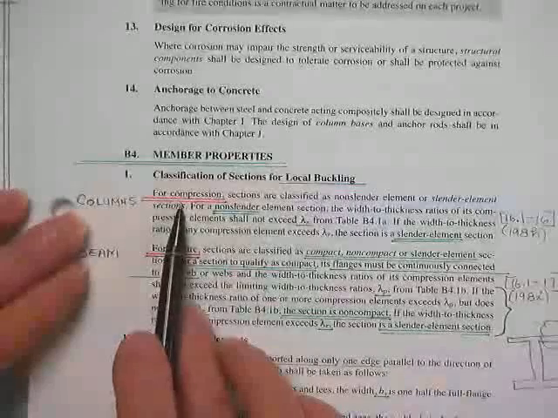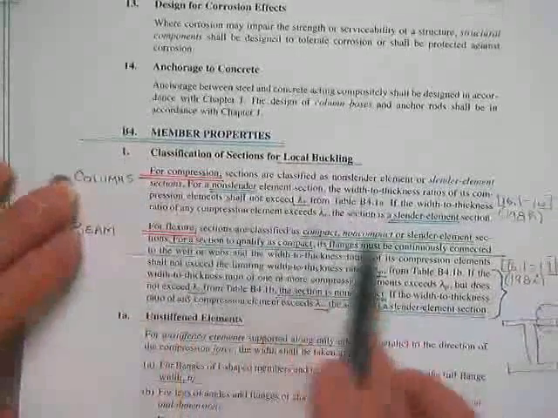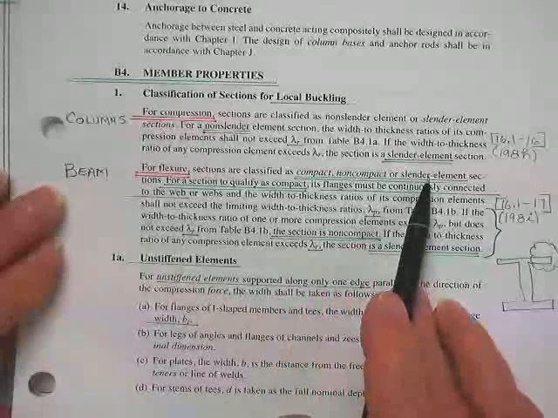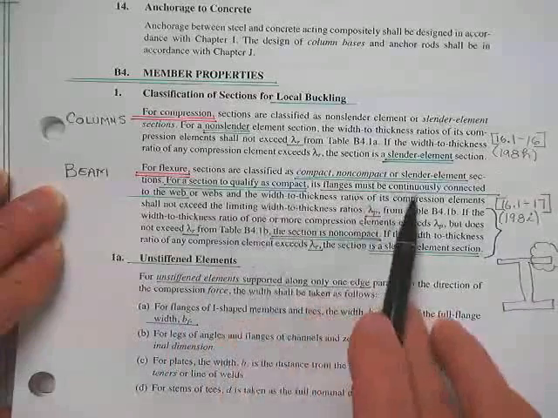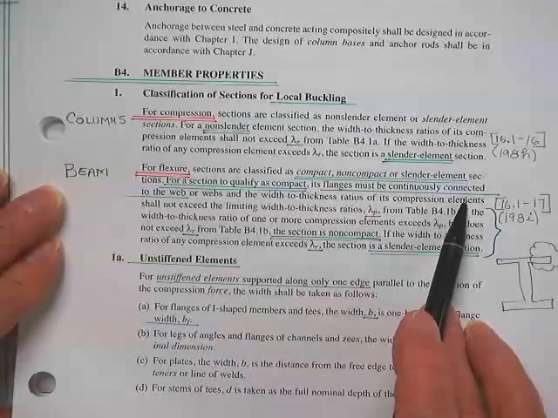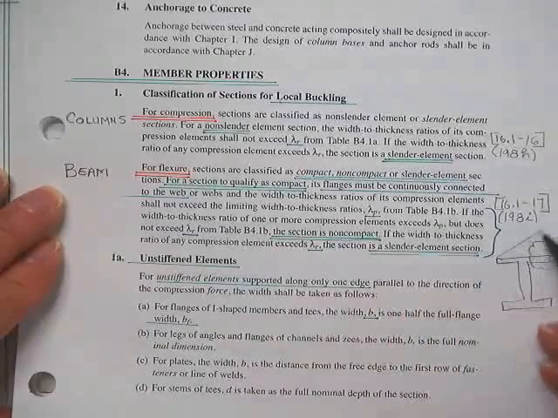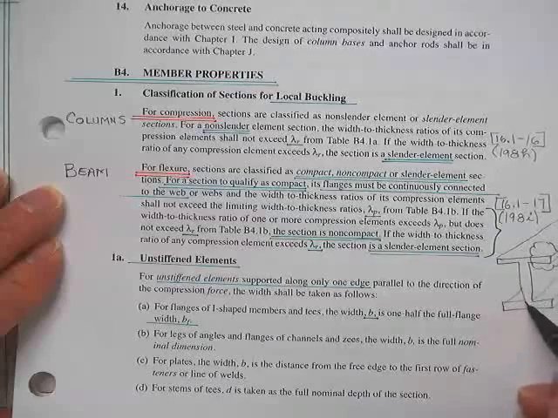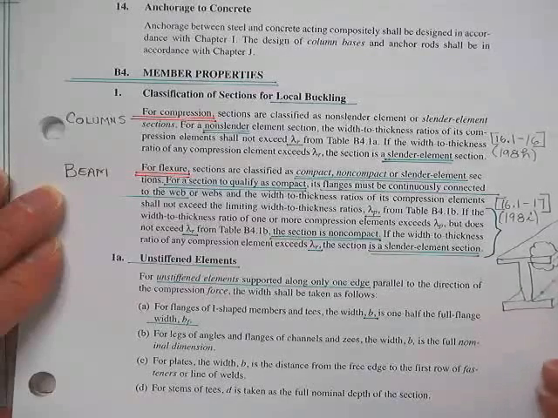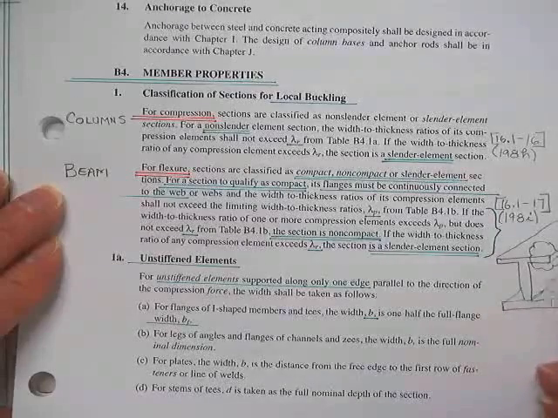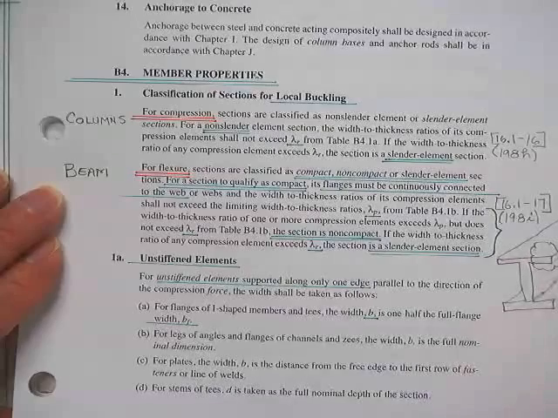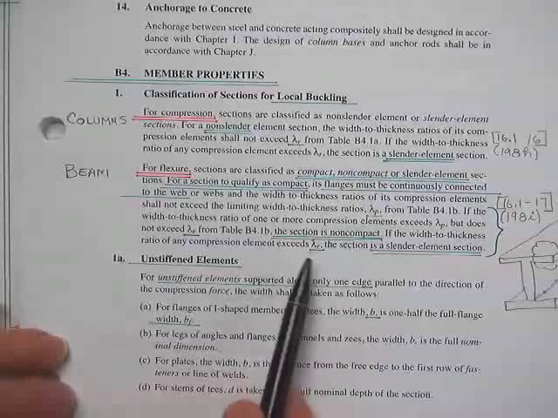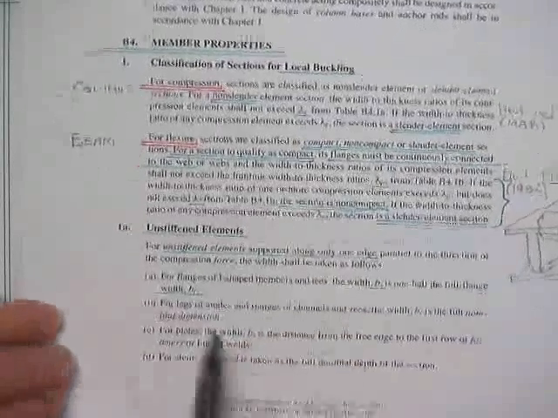We already did this page for our columns. Had non-slender and slender. For beams, we have compact, non-compact, or slender. One of the restrictions is the flanges must be continuously connected to the web. Means you can't come underneath here and have two plates and just tack weld and tack weld and tack weld. Has to be welded all the way, or it has to be a rolled shape. He tells you exactly when it is compact, non-compact, and slender.